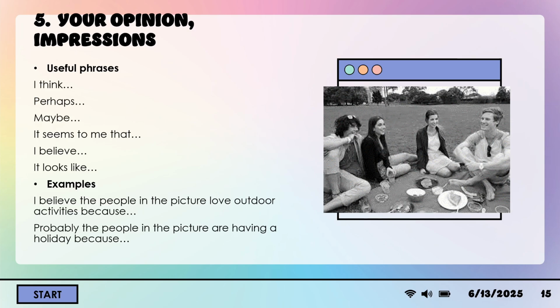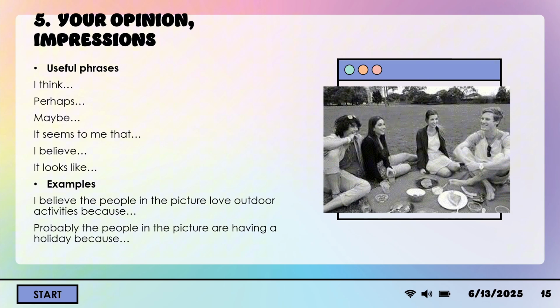Then, your opinion, impressions. What do you think happened? You can come up with details based on what you see. Okay, like I said earlier, when you are coming up with details for the clothes, because sometimes the picture might be in black and white, maybe they are in color, but when they are in black and white, you can imagine the colors of the clothes and everything.